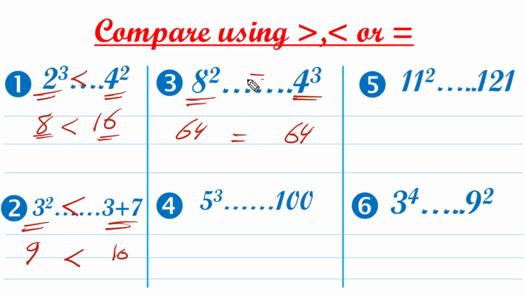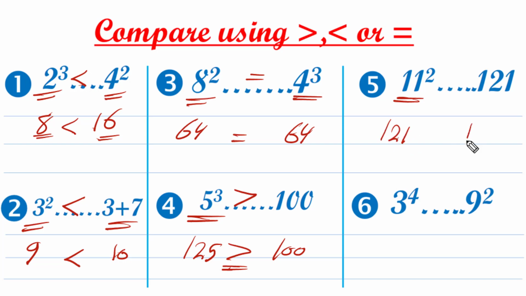Now write equals. 5 cubed means 5 times 5 times 5 equals 125. And the other side, 100. 125 is greater than 100. We write greater than. 11 squared means 11 times 11 equals 121. The right hand side is 121. It will be the same.